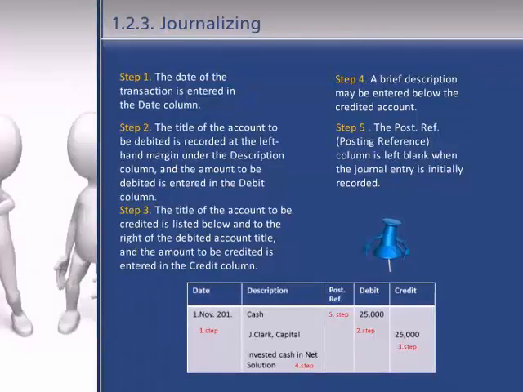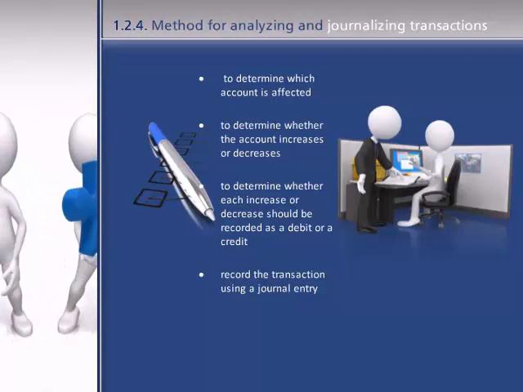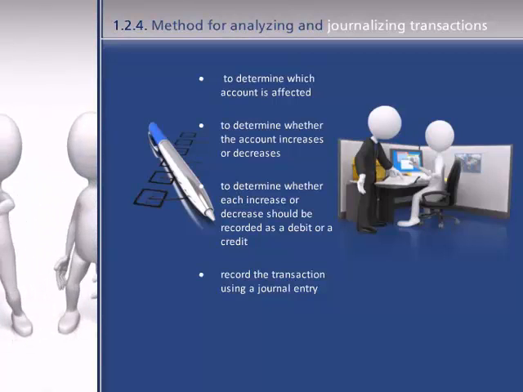Step 5. The Post. Ref. column, which means posting reference, is left blank when the journal entry is initially recorded. We will use this column later in this chapter when we transfer the journal entry amounts to the accounts in the ledger. The next slide shows a method for analyzing and journalizing transactions.